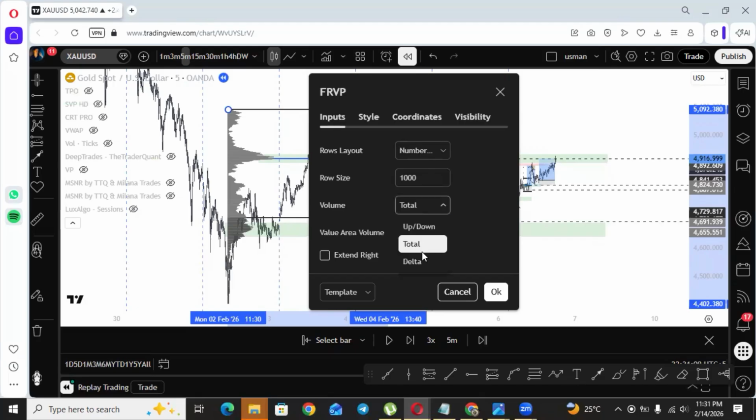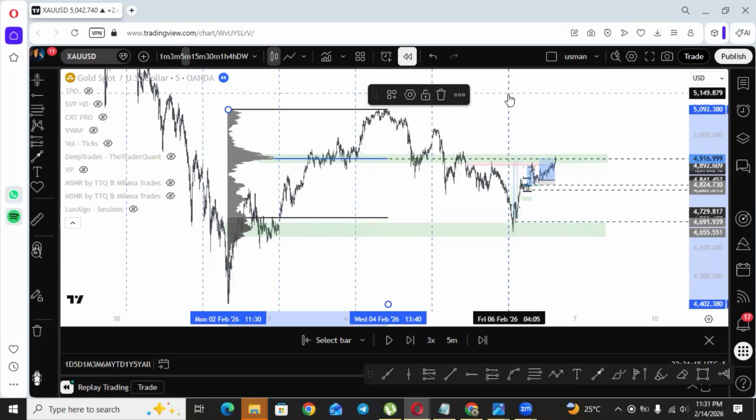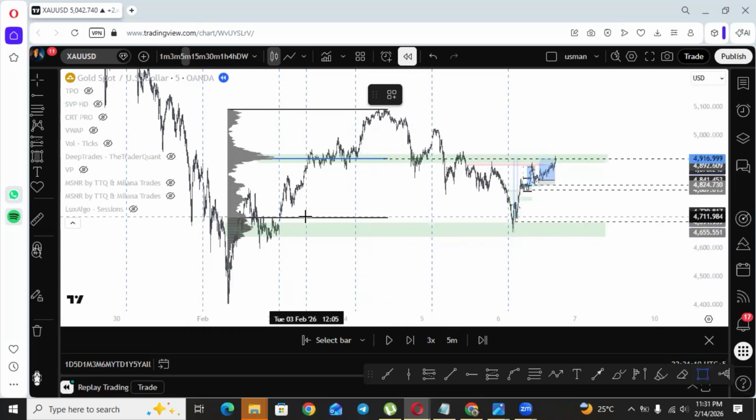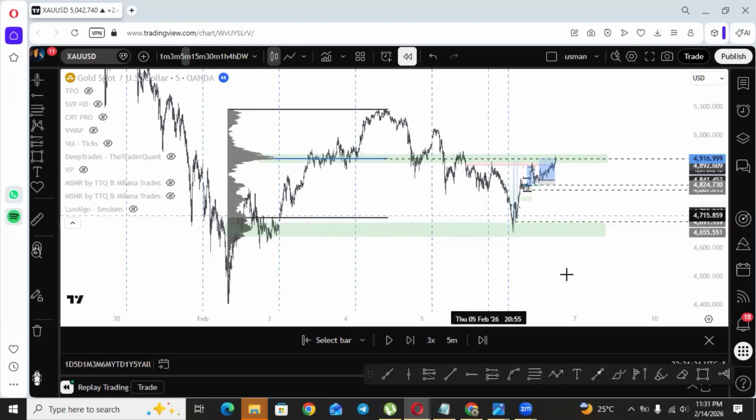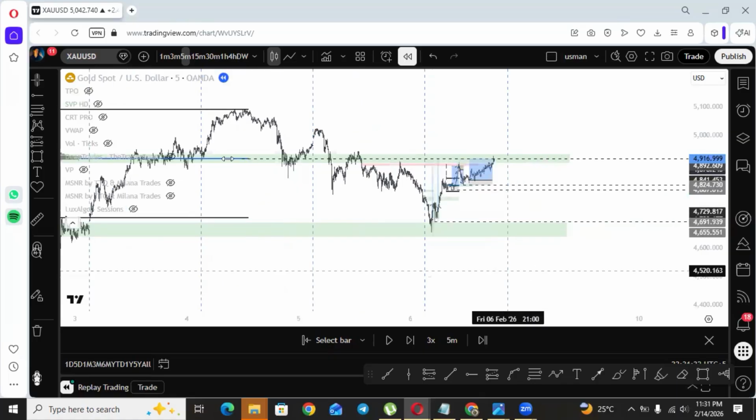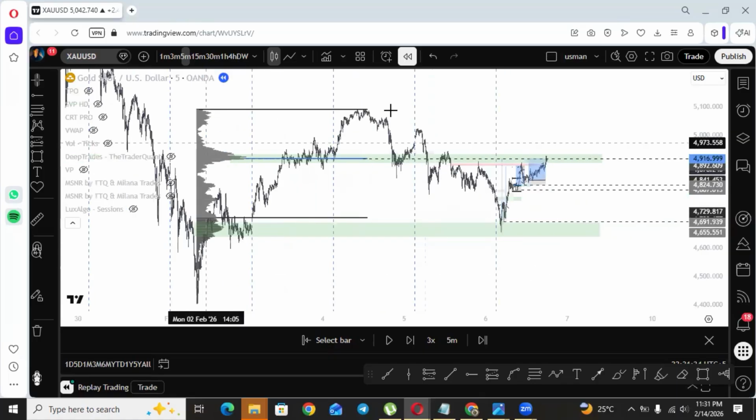In volume, you have to set the total, and in the value area, you have to set 70%. What does this 70% mean? It means that from this line to this line, the market has traded 70% of its volume. So this is the most important area where the market needs to do business. These are the basic volume profile settings.